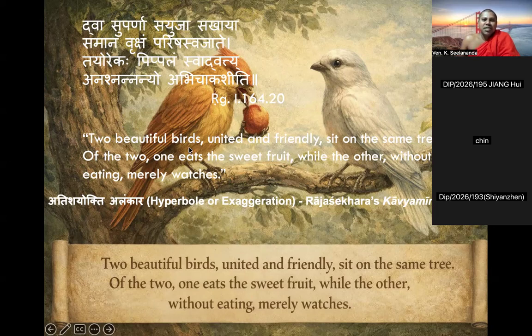The meaning is two beautiful birds. Dva Suparna, two beautiful birds. Sayuja Sakaya, united and friendly. Samana Vruksam Parisasva Jate, sit on the same tree. Tayo Eka, of the two, one Pippalang Swad Dvatya, eats the sweet fruit.